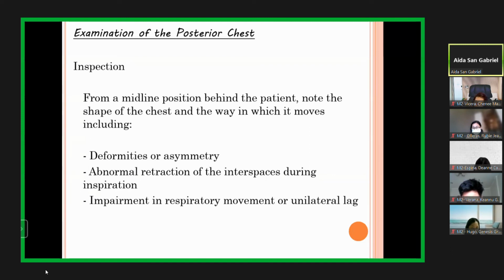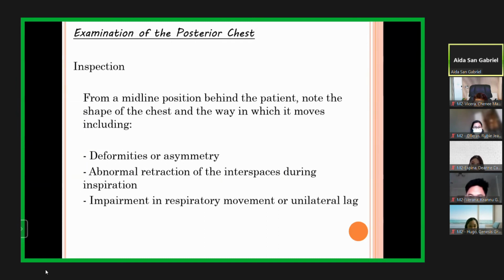So, PE of the posterior chest. Again, you do your inspection. When you examine the anterior chest, you inspect, you palpate, you percuss, and you auscultate. When you examine the posterior chest, you also do the same. You start with inspection. From a midline position behind the patient, take note of the shape of the chest and the way in which it moves, including deformities or asymmetry.